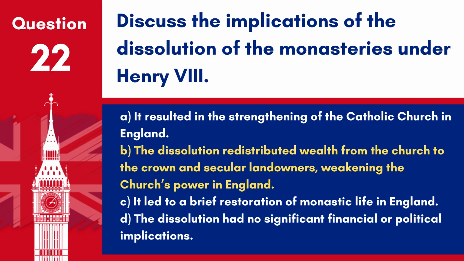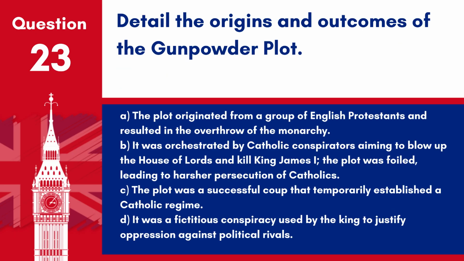Answer: B. The dissolution redistributed wealth from the Church to the Crown and secular landowners, weakening the Church's power in England. This move was part of the English Reformation and had profound effects on the religious and social landscape of the country. Question 23. Detail the origins and outcomes of the Gunpowder Plot.